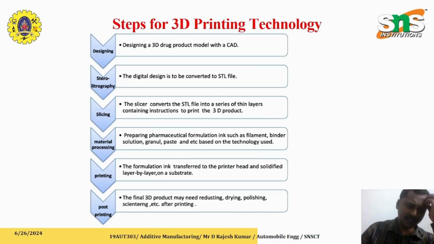So these are the different steps that are involved in 3D printing technology. The first step is designing, then file conversion, then slicing, then material processing, printing, and then post processing. So these are the different steps involved in the 3D printing technology.